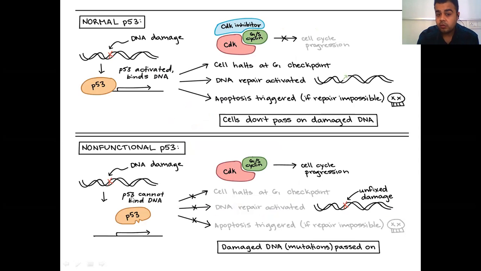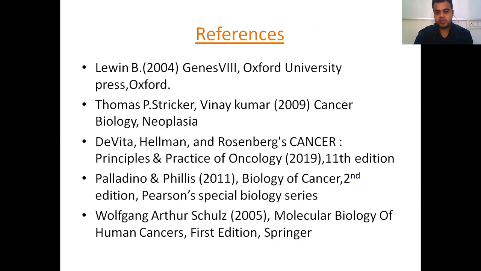Now, if it is non-functional, it cannot bind, the cycle will go on. All these processes will not happen, as you can see, and damaged DNA will be passed on, which can lead to cancer. So these are all about P53. P53 is highly important. Make sure you know this entire process.